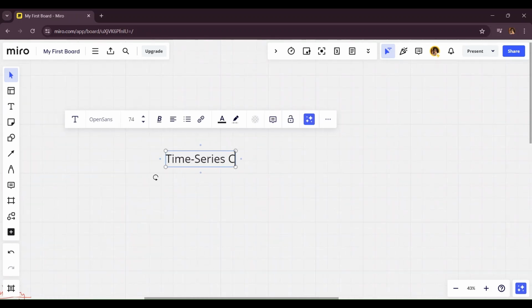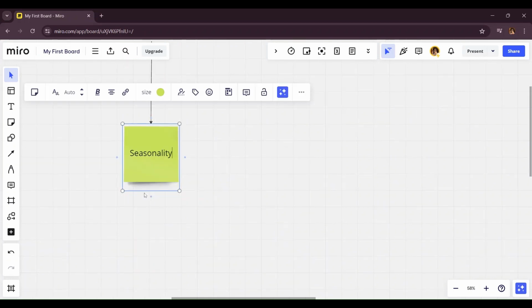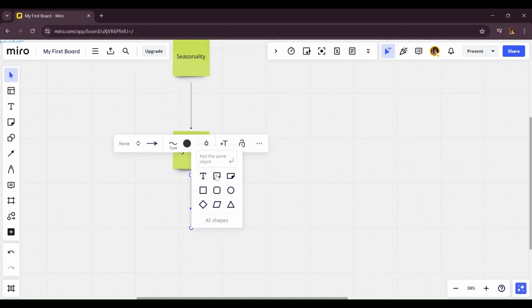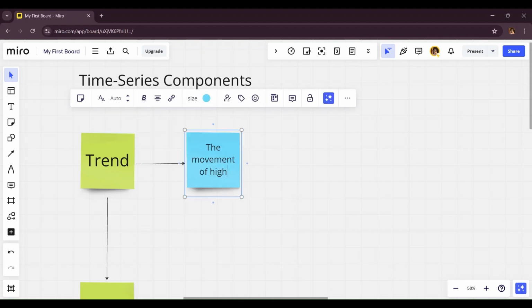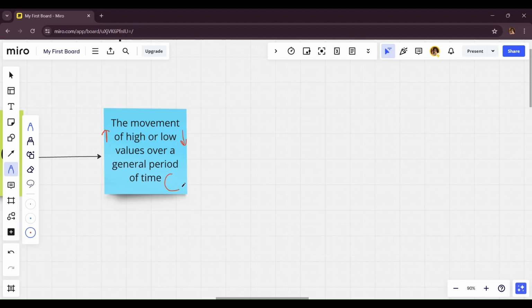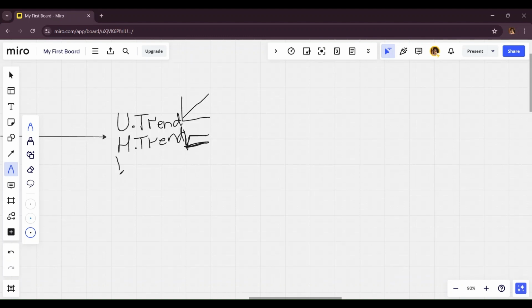Time series components. We have trend, seasonality, cyclicity, and irregularity. Let's start with trend. Now, it is the movement of high or low values over a general period of time. Now, there are three types of trend: uptrend, horizontal trend, and downwards trend.